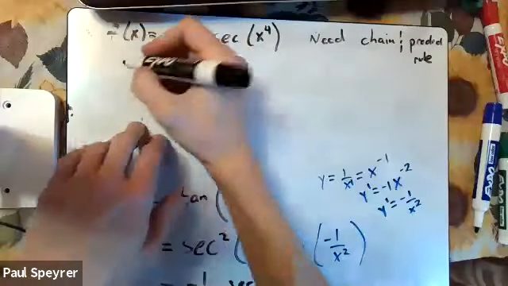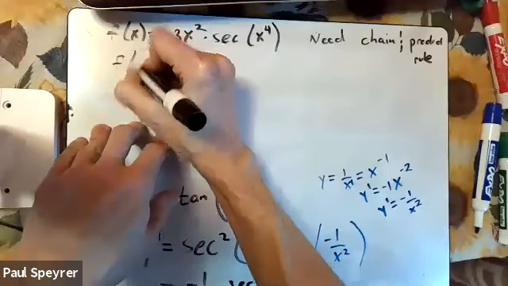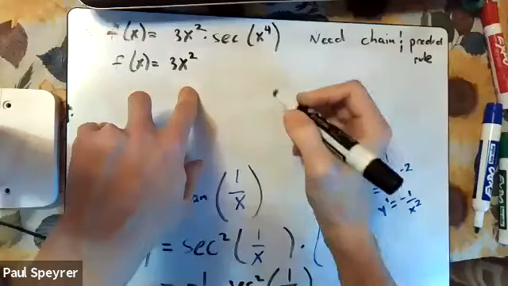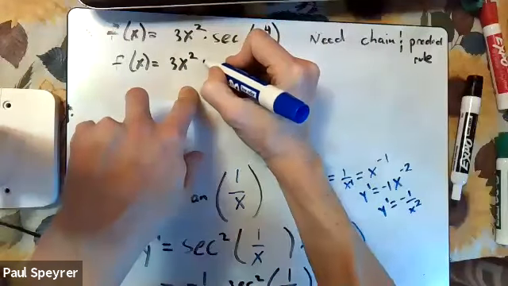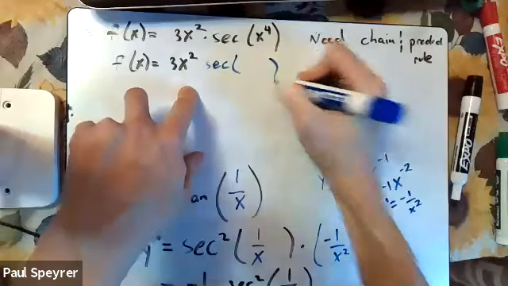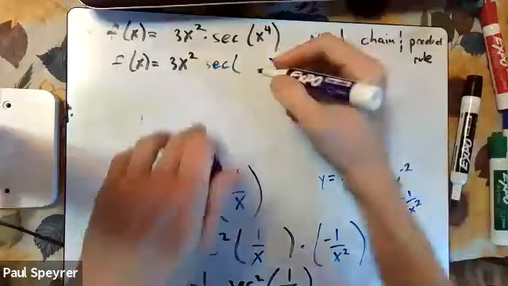Okay, so I'll just go ahead and rewrite it with different colors. So 3x squared is this guy, and we'll have secant of x to the fourth.